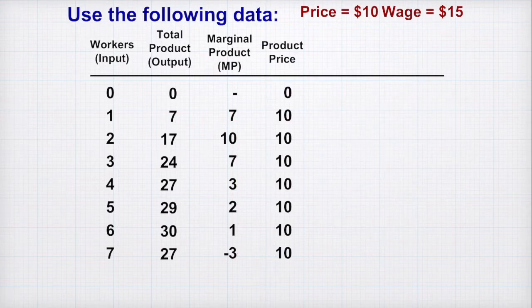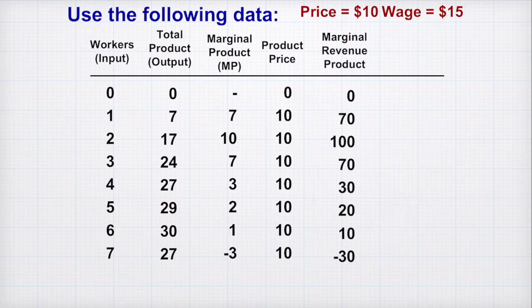Now, what do we know about the product price? It's fixed at one price because it's perfect competition. So remember, there's one price, and that's the same thing as the marginal revenue. So at a price of $10, however many units we sell, we can sell them for $10. So now we can use this information to calculate what we call our marginal revenue product, or MRP. If you remember, your marginal revenue product is your marginal product times your marginal revenue. Keep in mind, your marginal revenue is the same as price in perfect competition. So it's just this number times that number.